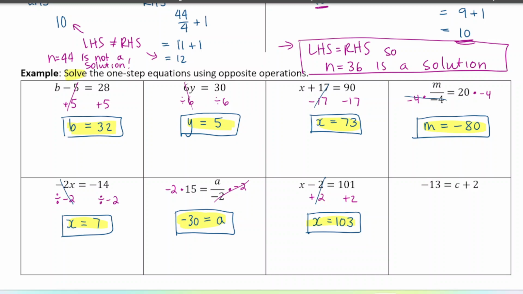And finally, last but not least, here the c is being added by 2, so we're going to subtract 2. Negative 13 minus 2 is negative 15. Here the 2's cancel, and we just have c. Okay, so that's what it means to solve by opposite operations. You always want to do the same operation to both sides of the equation, and you want to use the opposite one that's happening to the variable. Okay, so that's the end of the first lesson.